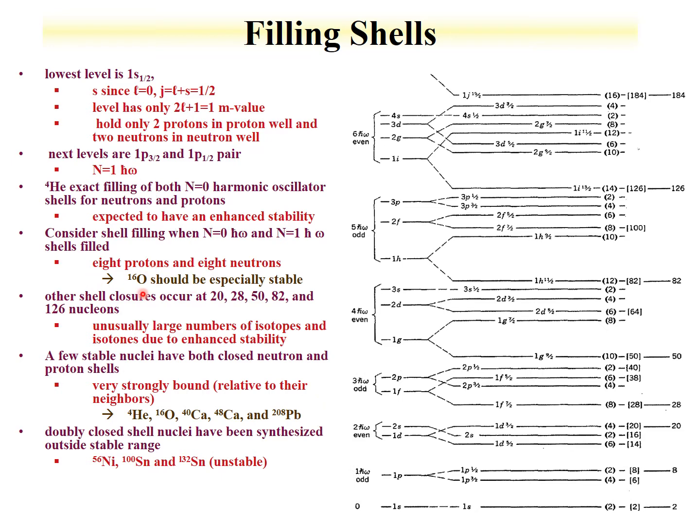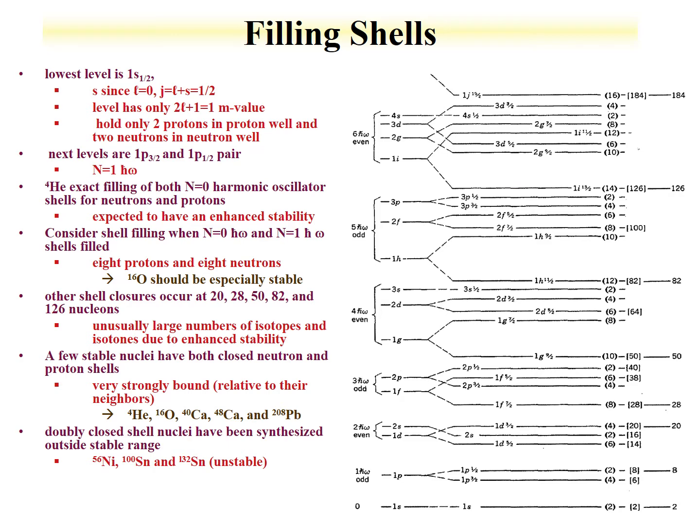So something where I have 8 protons and 8 neutrons, which would describe oxygen 16, should be especially stable from the nuclear component. We see the other shell closures at 20, 28, 50, 82, 126, and then 184. These enhanced abilities from the magic numbers correlate with these gaps in the shells.